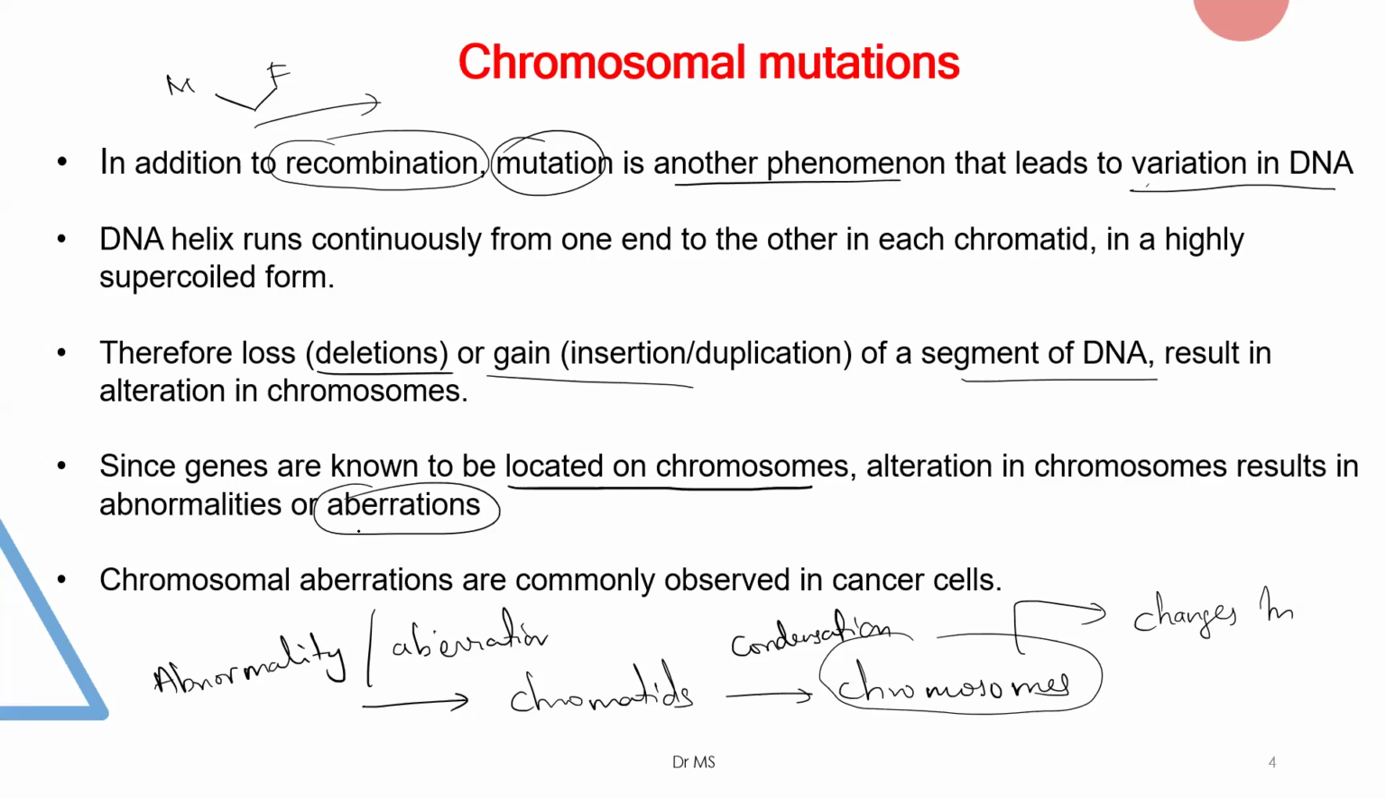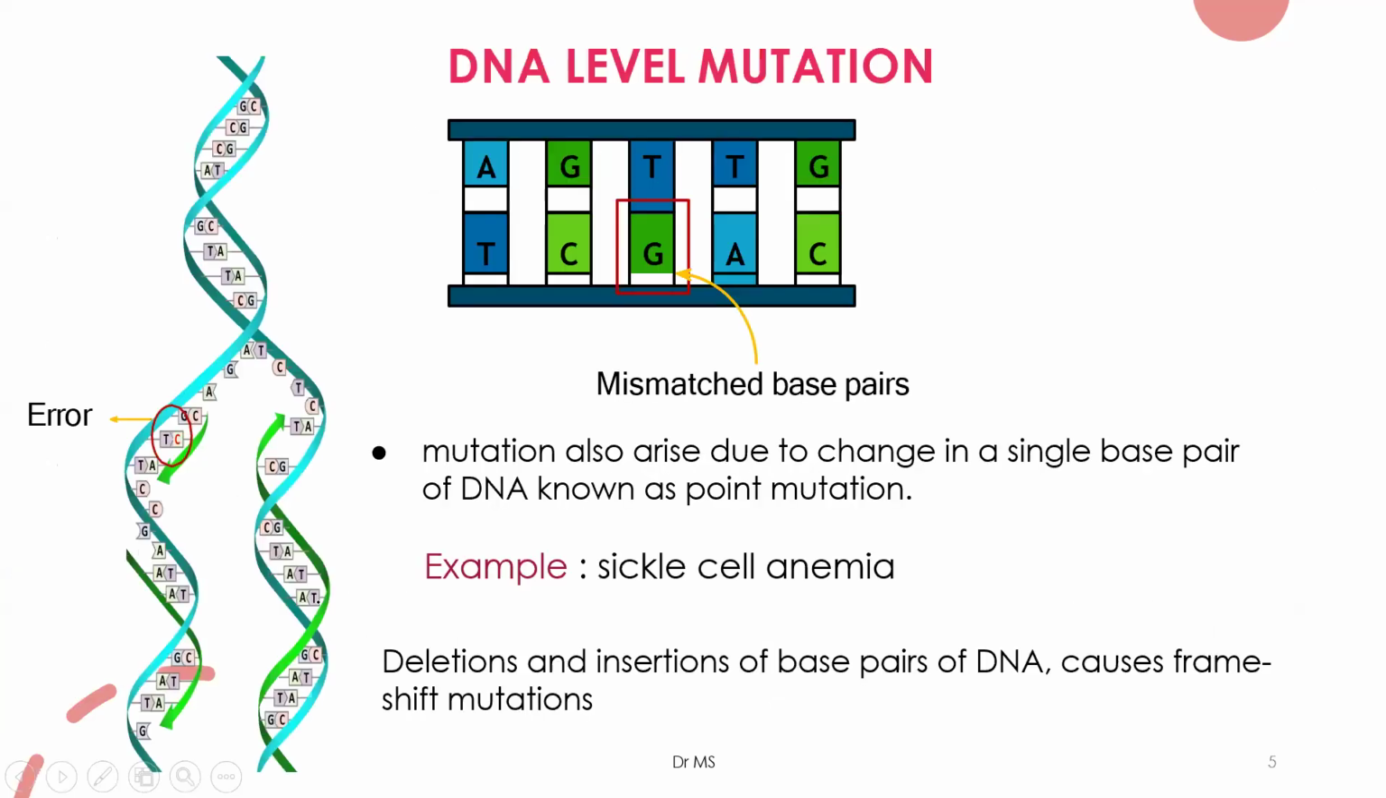So remember this. It could lead to a change in the phenotype of the organism, a change in the genotype of the organism. Chromosomal aberrations are commonly observed in cancer cells. So whatever mutations induce cancer, it's mostly due to chromosomal aberrations. And the mutation that happens at the gene level, that's the DNA level.